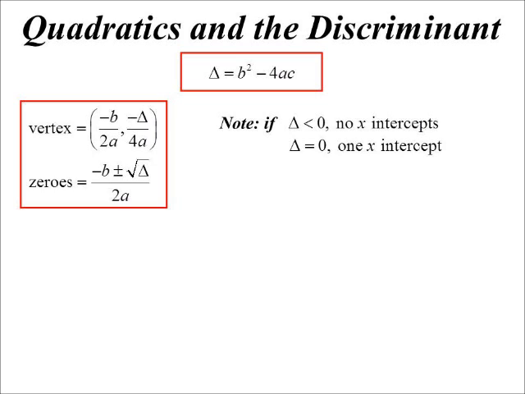If it was equal to 0, then it would just touch the x-axis because it's only going to have one solution. And of course, if it's greater than 0, then I know it's got 2 possible solutions. So that's another thing the discriminant can be useful for.